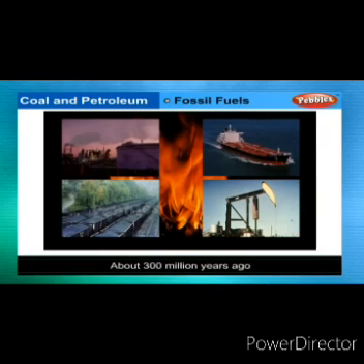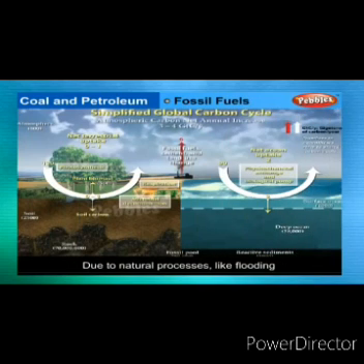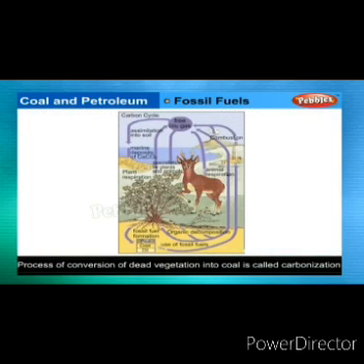About 300 million years ago, the Earth had dense forests in low-lying wetland areas. Due to natural processes like flooding, soil got deposited over these forests. They were compressed. The temperature also rose as they sank deeper and deeper. Under high temperature, dead plants got slowly converted to coal. The slow process of conversion of dead vegetation into coal is called carbonization. Since it was formed from the remains of vegetation, coal is also called a fossil fuel.